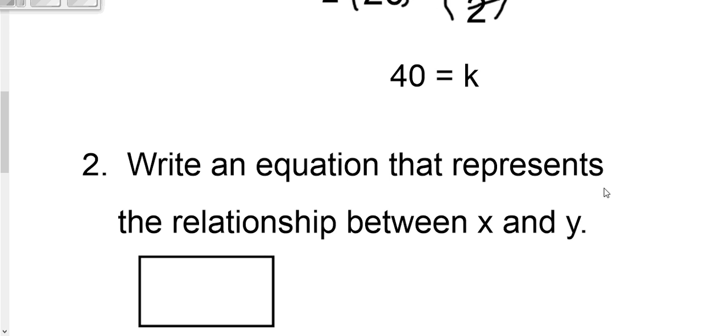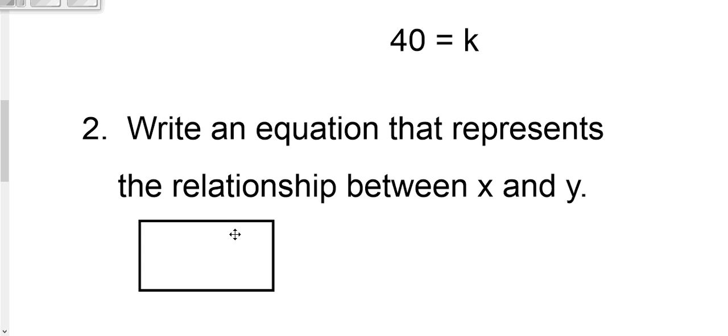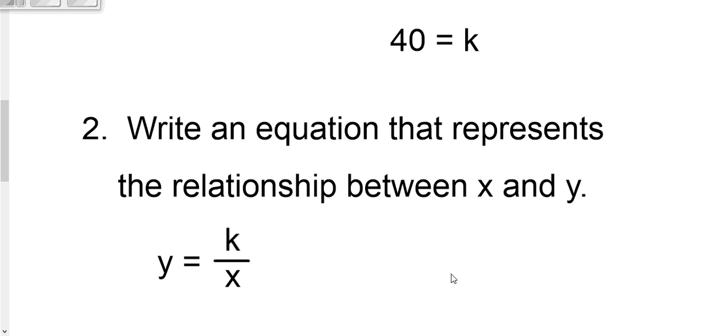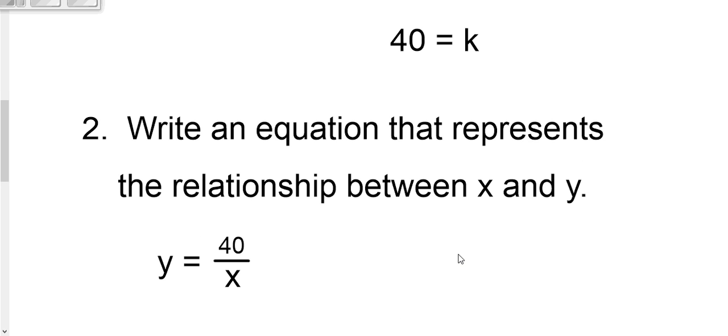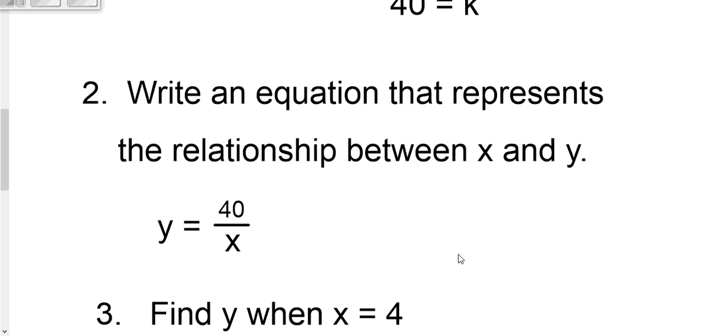Now to write an equation that represents this situation, well, again, we start off with our general inverse variation form, y equals k divided by x, and just put in the k number we just found. We know that for this situation, k equals 40. So the equation for this situation is y equals 40 divided by x. There's our equation. That's simple. Substitute the k, just like in direct variation. Once you find k, put it in the equation.